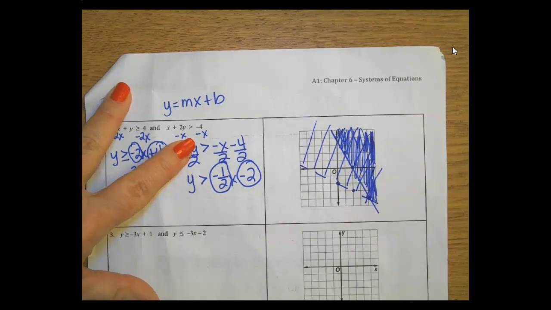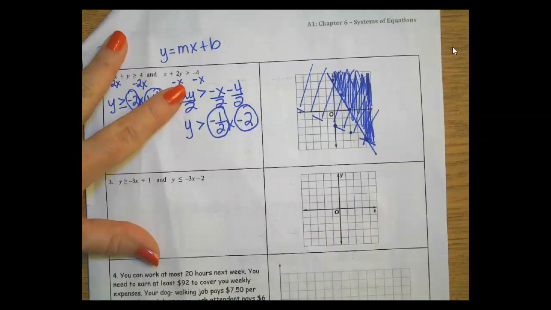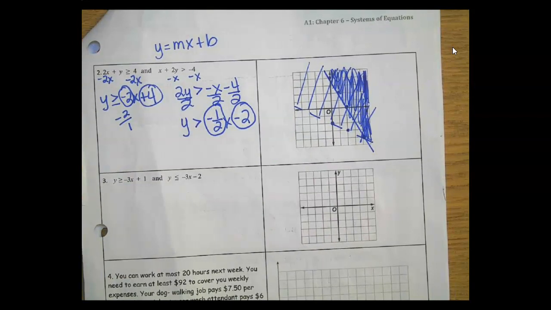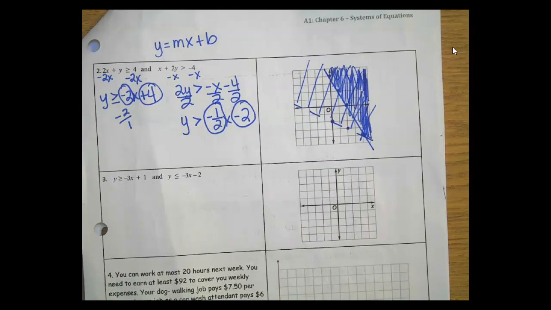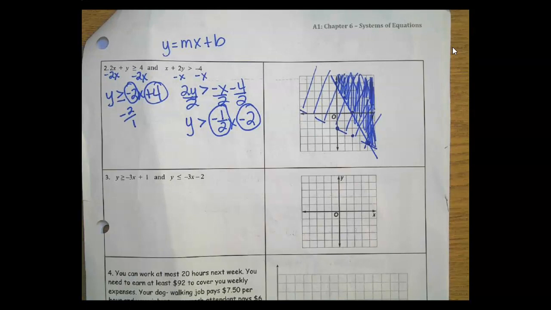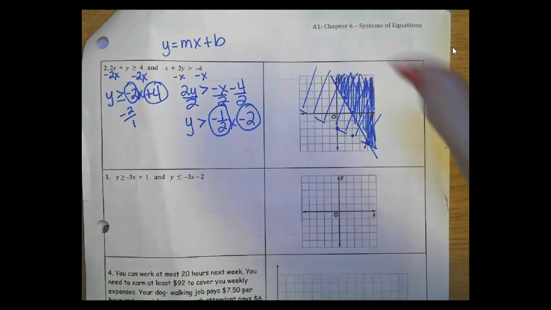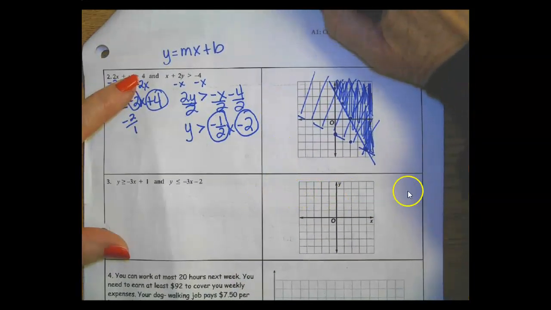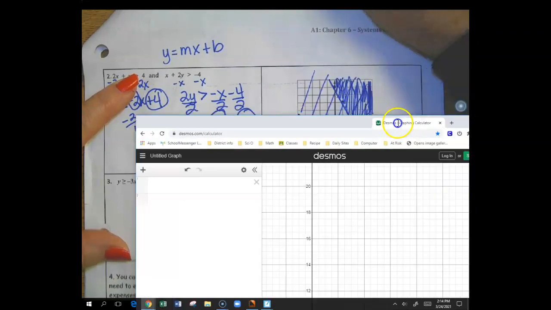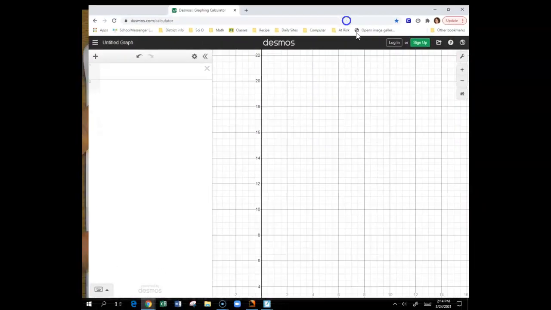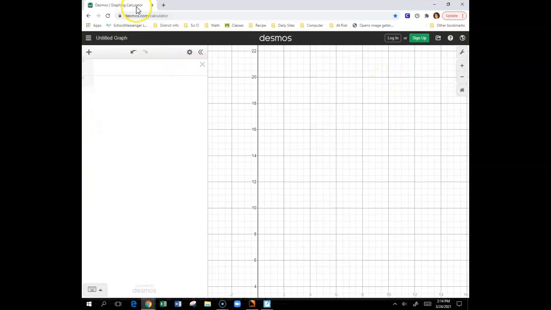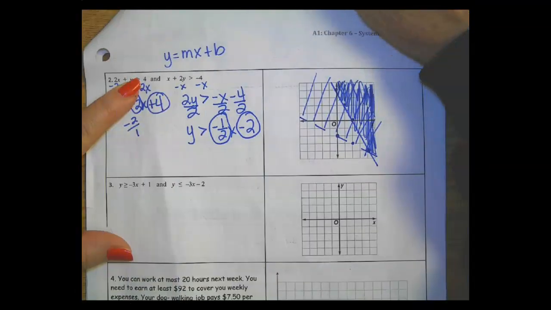I'm going to do the next two in Desmos, if I can flip it over where you guys can see it. I'm not sure you can. Let's see if I can get Desmos to record. I don't think you can see this, because that is not on your screen. Well, maybe that didn't work out as I wanted.